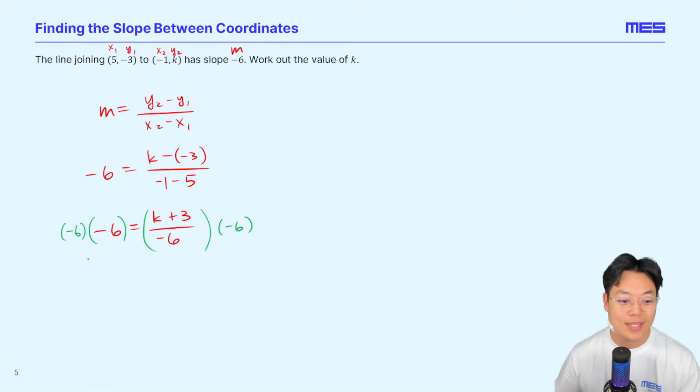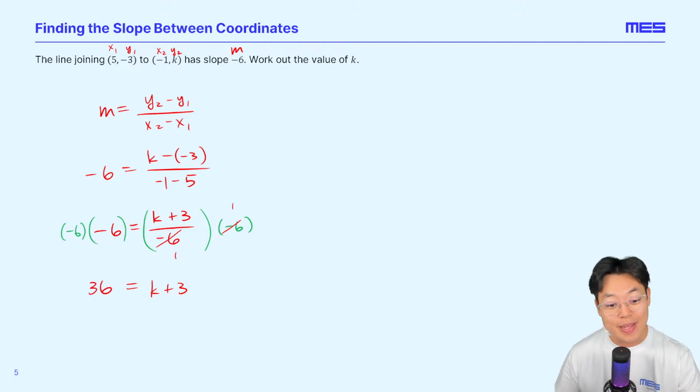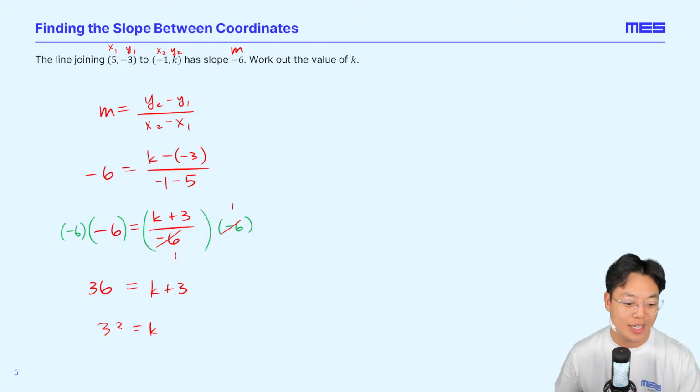Negative 6 times negative 6 is 36. These cancel. Reminder that canceling means we are making something into a 1. Eliminating means we're making something into 0. So in this case, we are canceling, not eliminating. We have k plus 3, and now we will eliminate 3 from both sides. So k will equal 33, and that's it.